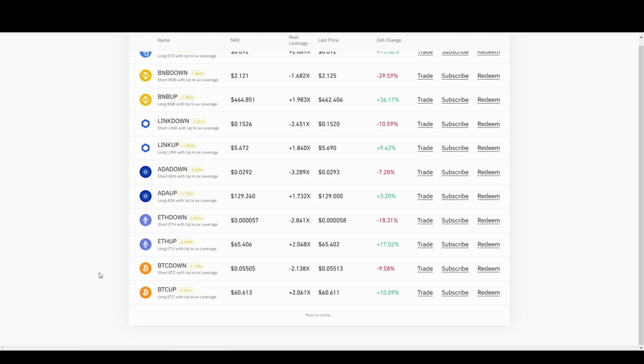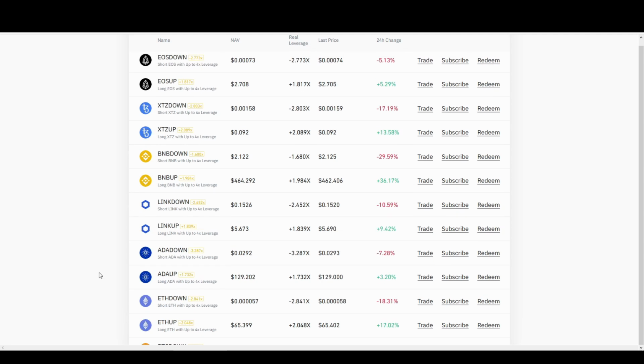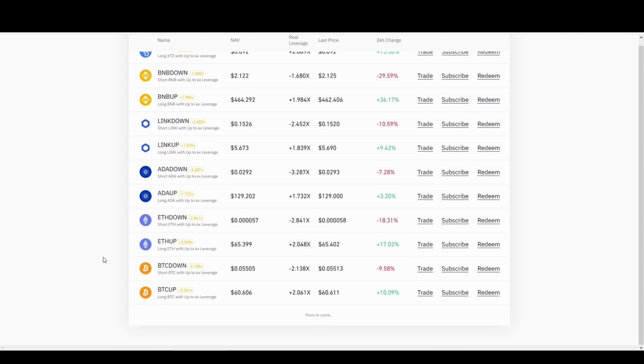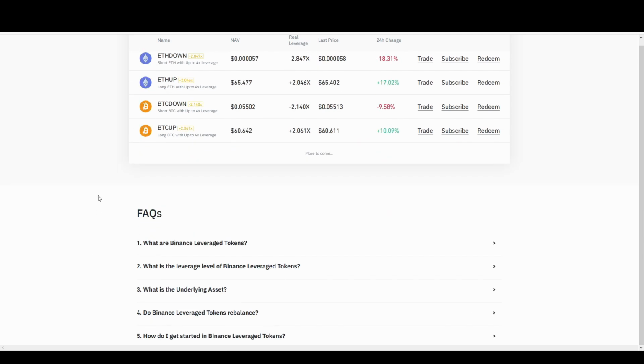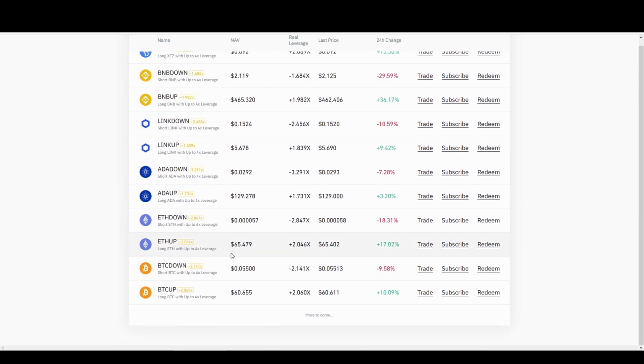One thing we need to remember: for each coin or each token, there are two different kinds. There's one that says down, so BTC down, Ethereum down, ADA down, and they also have the up, which is BTC up, Ethereum up, ADA up, and so on. So let's say we look at the BTC. We have BTC down and BTC up.